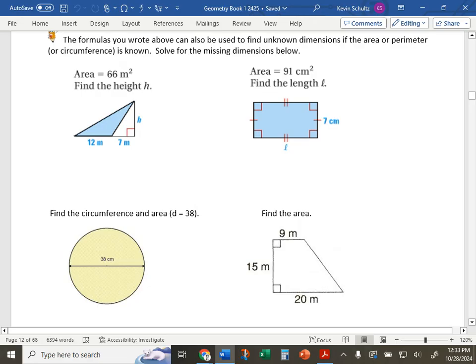So for the trapezoid, isn't there one where the lines go up like that and then there's the same length? Draw it on your page.